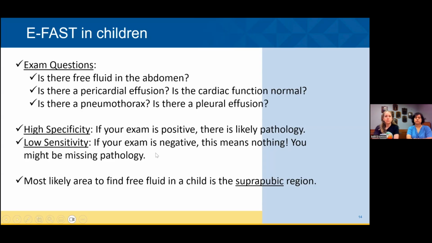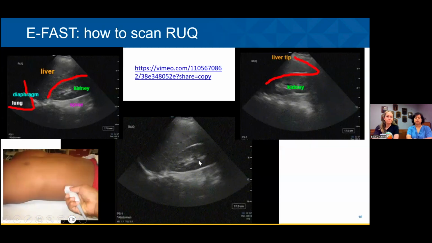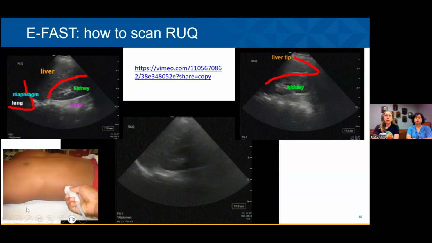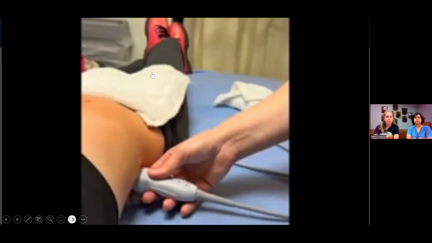In children, the most common area to find free fluid is in the suprapubic region. So, just as a quick review, when you're scanning the right upper quadrant, you're seeing the liver, the kidney, the diaphragm. These are just some marked up slides about what is where. And there is a very short video. We'll see if it'll play.